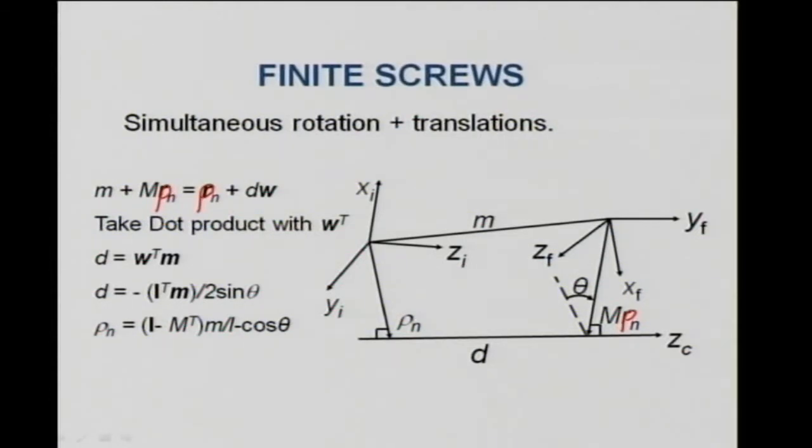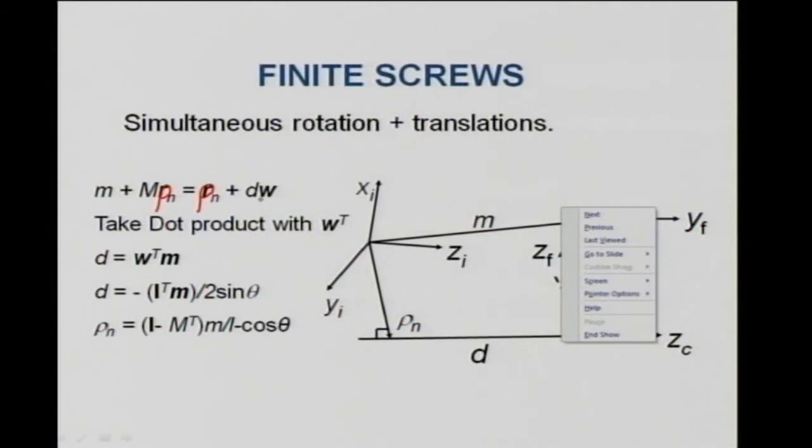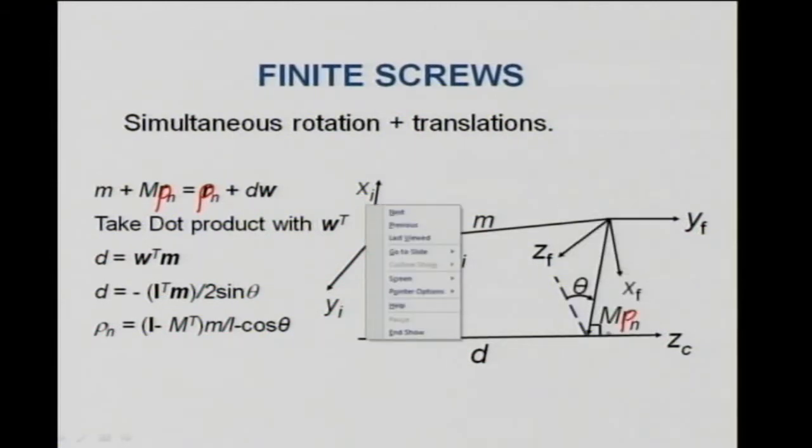Okay, so essentially we have two paths which are here, right? There is this path and then there is this path, okay? So you're just equating the two paths that you have to that point, and then you take a dot product with W transpose. Now when you take a dot product with W transpose, this W is the direction vector for ZC.